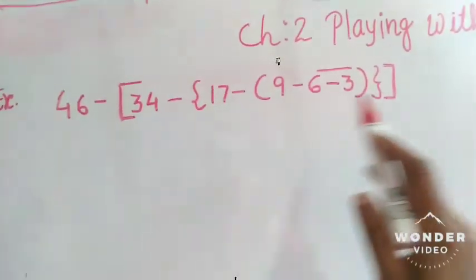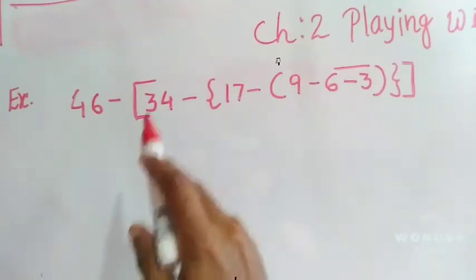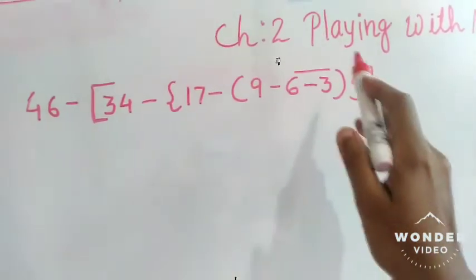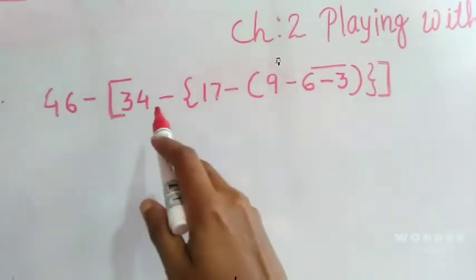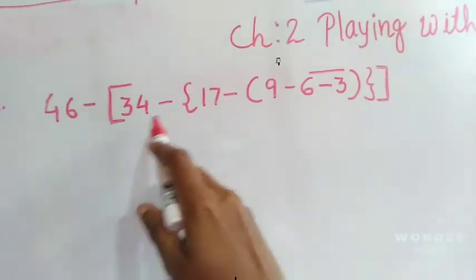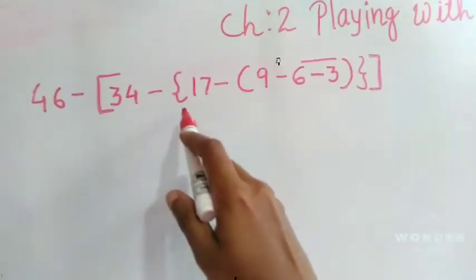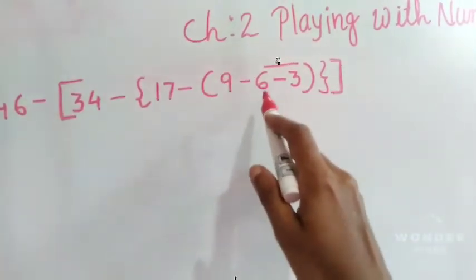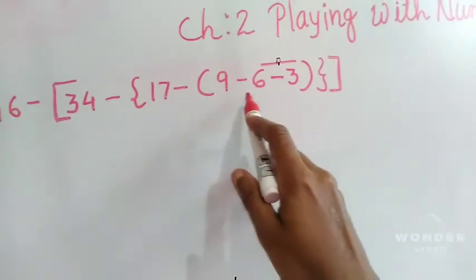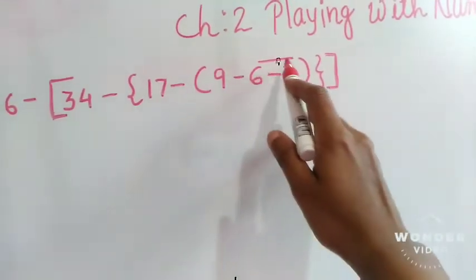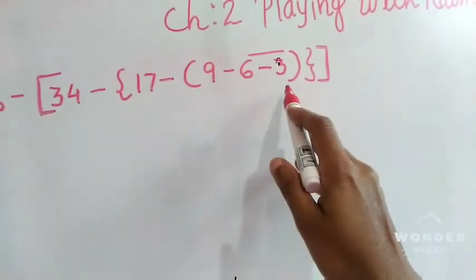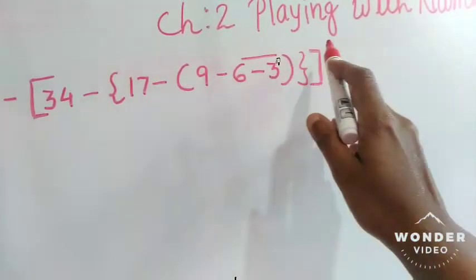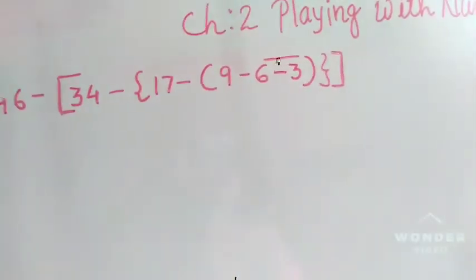On the board you can see this example: 46 minus, and you can see this is the outermost or the square bracket. Inside this square bracket you can see the first number is 34 minus, this is the curly bracket, 17 minus, in the round bracket 9 minus 6 minus 3, and you can see above 6 minus 3 there is a bar bracket. The small bracket is closed, then this curly bracket is closed, and lastly the square bracket is closed.